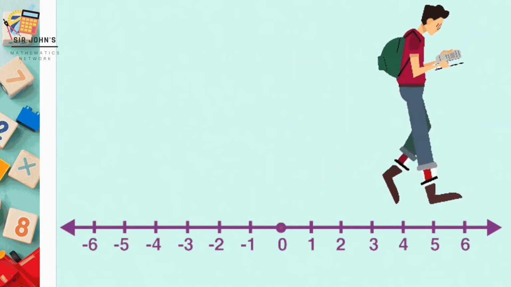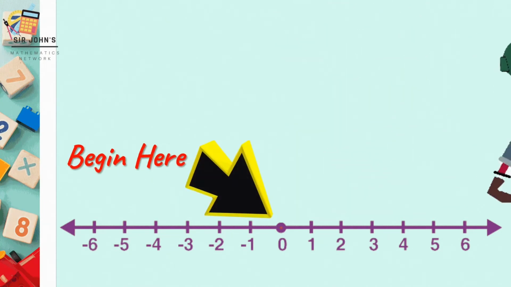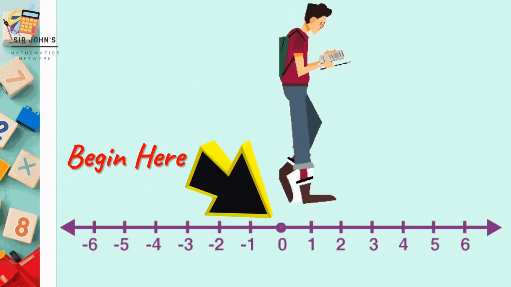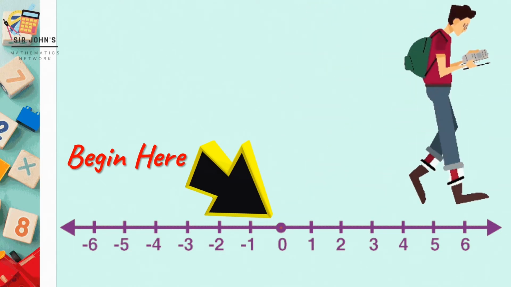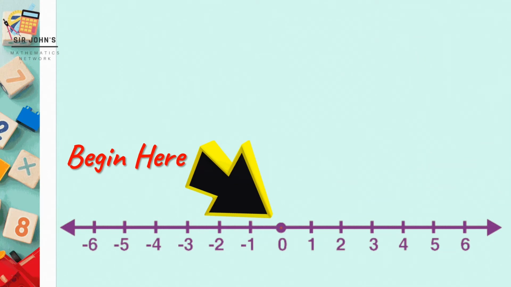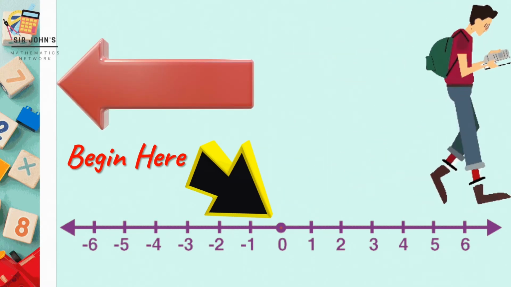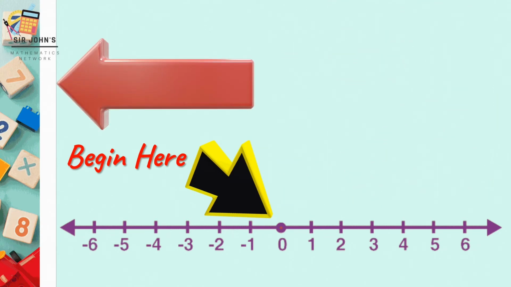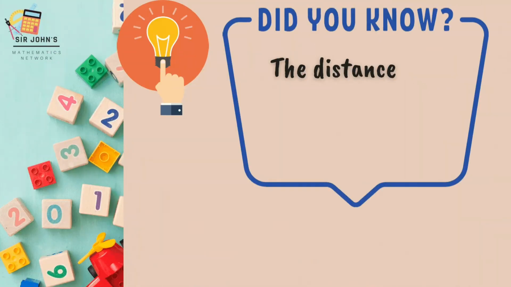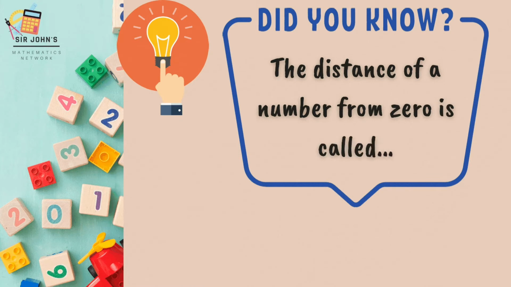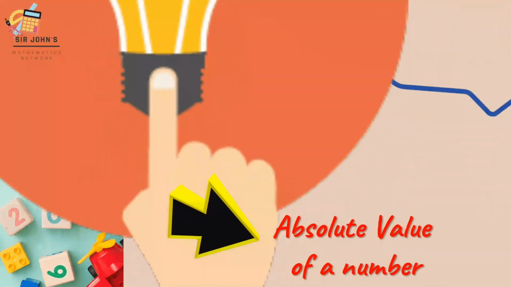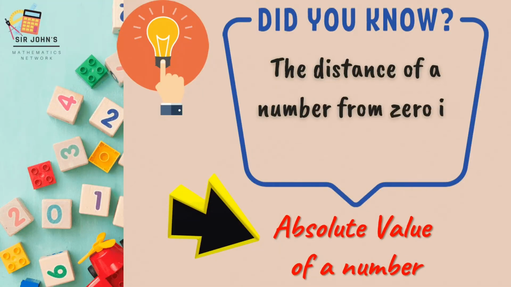Imagine that we are walking along a line starting at 0. Kung mapapansin nyo, sa example na to, ay naglalakad siya papunta sa kanan ng number line. So that is positive. Pero, pag pinaatras natin yan, that will become negative. The distance of a number from 0 is called absolute value of a number.